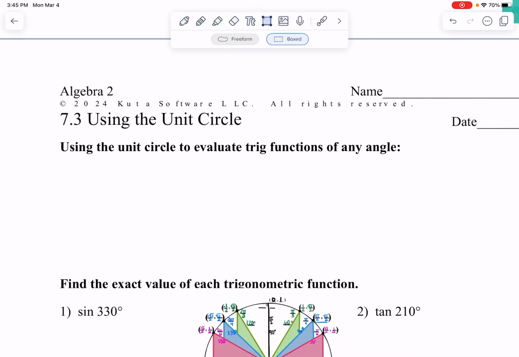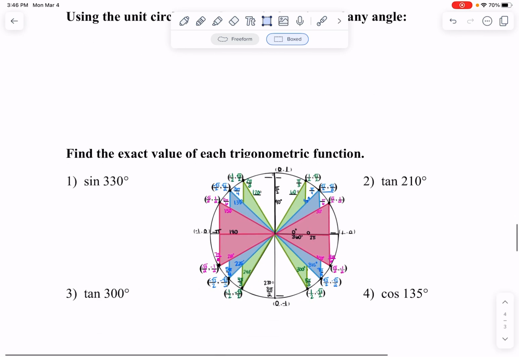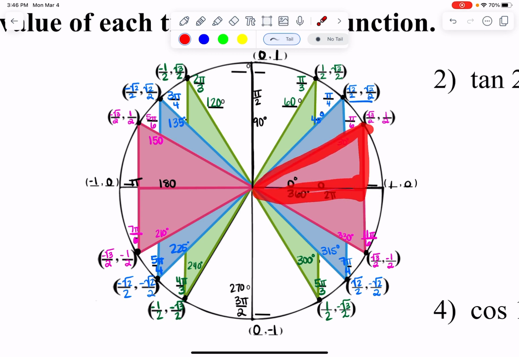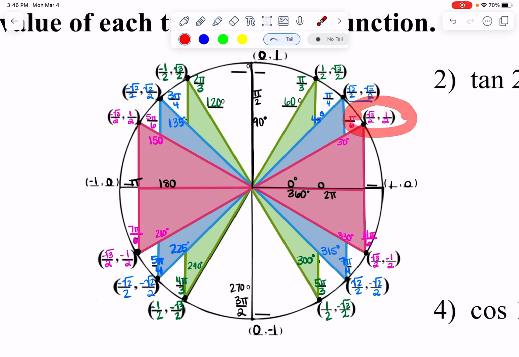So from here, we're going to be looking at using the unit circle. We created our unit circle from all of our previous reference triangles. We did that by looking at those side lengths that we found in the previous video and using those to find our coordinates. Those coordinates actually tell us a whole lot about using the unit circle to solve any trig function.